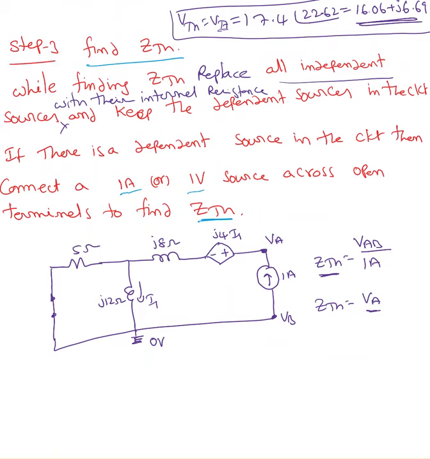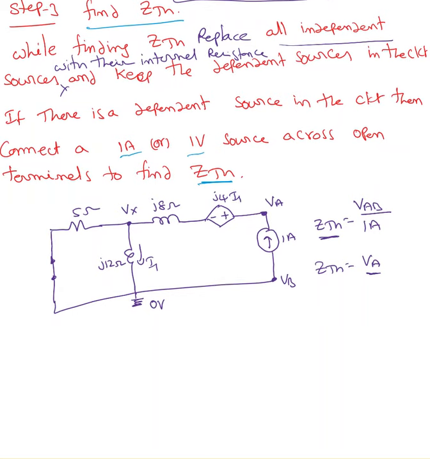I'm going to do the nodal analysis to find this value. So let me take the voltage at this point as Vx. My goal is finding VA. Can I say VA minus Vx equals J4 times I1 plus J8 times 1 ampere, because the current passing through this is 1 ampere.